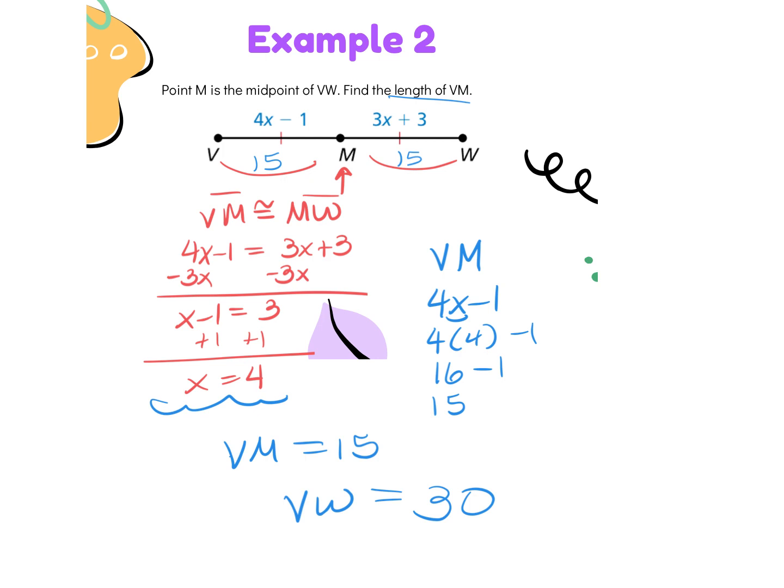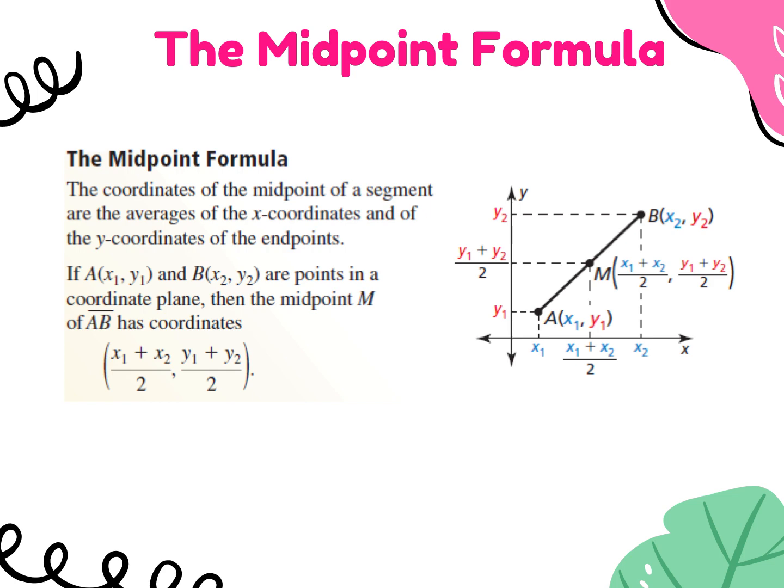So the midpoint formula: what we're going to be doing is taking two ordered pairs or two coordinates, and we're going to find where the middle of that is. Now, all we're basically doing is finding an average. We're going to add the x's together and add the y's together and then divide them both by 2. So your answer is always going to be an ordered pair or a coordinate.